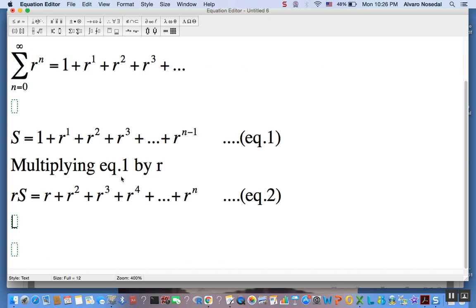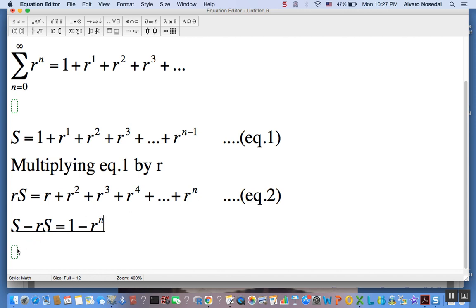What we're going to be doing is computing the difference between these two equations, equation 1 and equation 2, meaning s minus r times s, this minus this. So we have 1, that will survive, but then we have r minus r, those two cancel out, r squared minus r squared, r cubed minus r cubed, and so on, r to the n minus 1, and then the only terms that survive when we do that are the first term from equation 1 and the last term from equation 2, right?